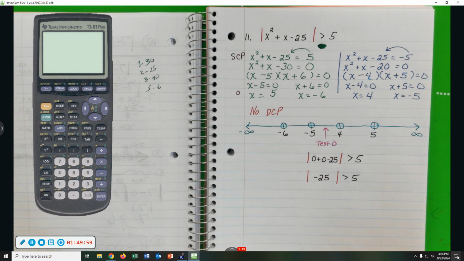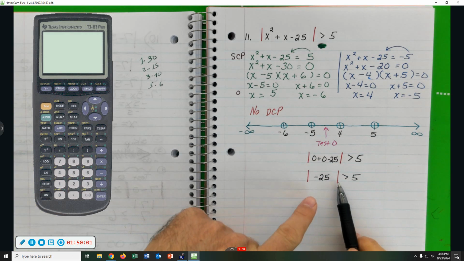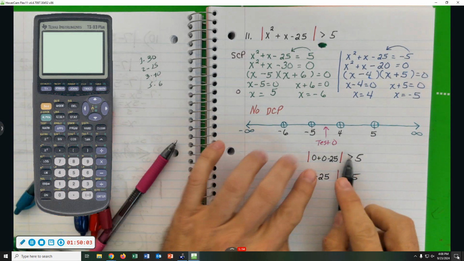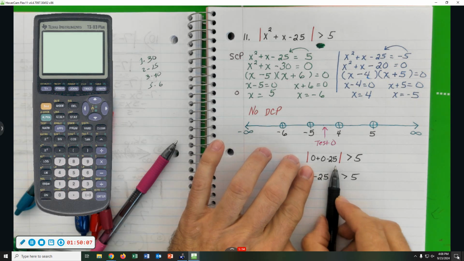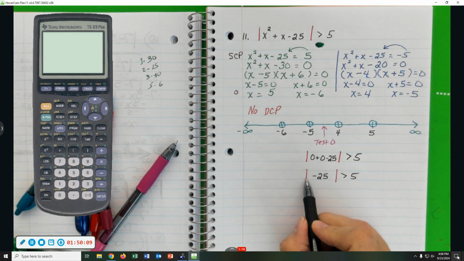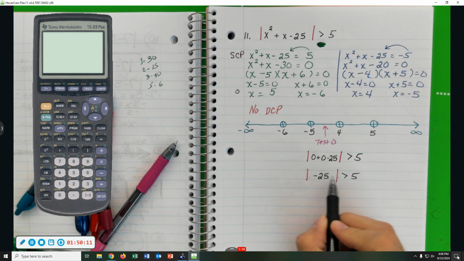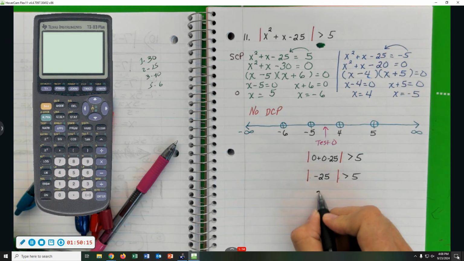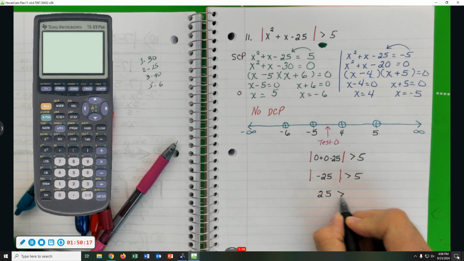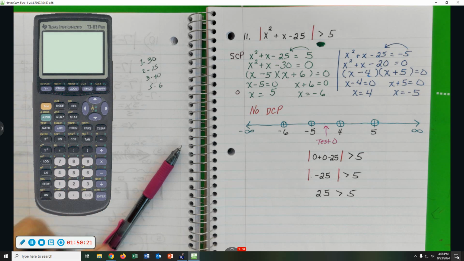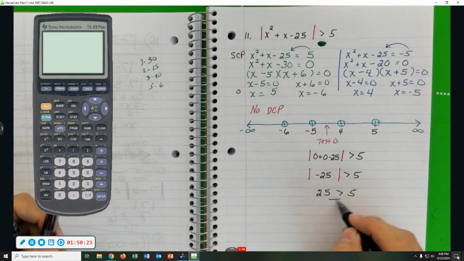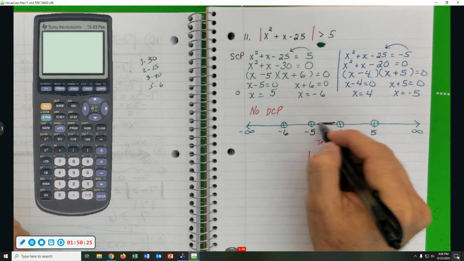Now be careful, because you have these absolute value bars. You don't just have negative 25 is greater than 5. If that's it, it'd be false. But you've got to take the absolute value. What's the absolute value of negative 25? 25. So now, true or false? It's going to be true. Yes, that's true. So shade.